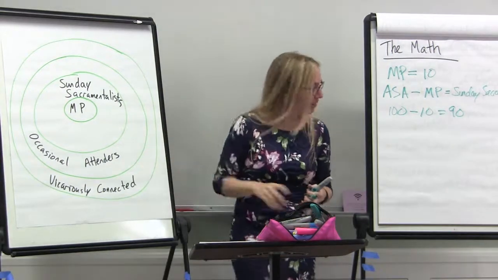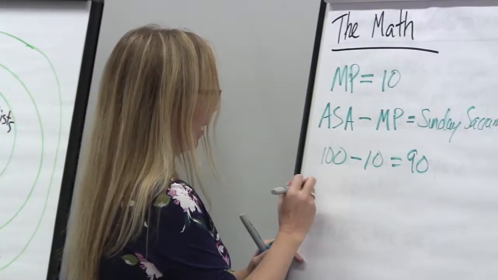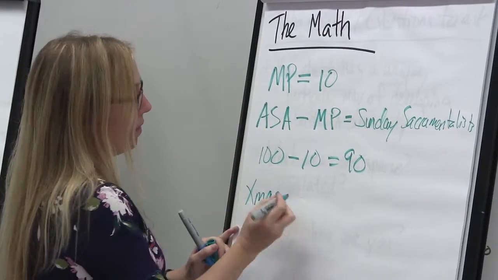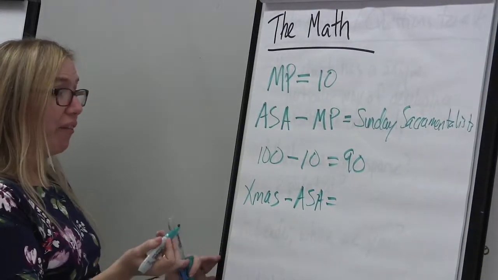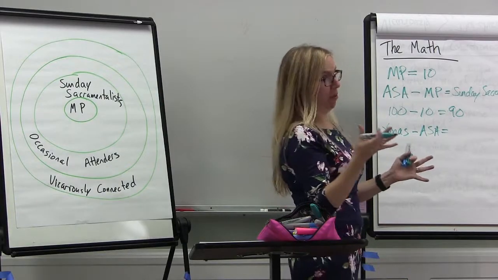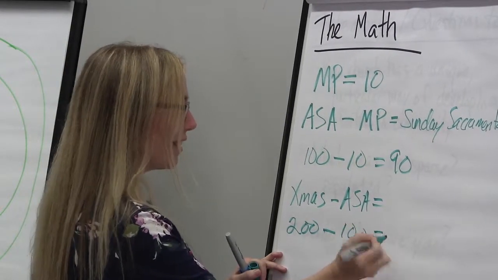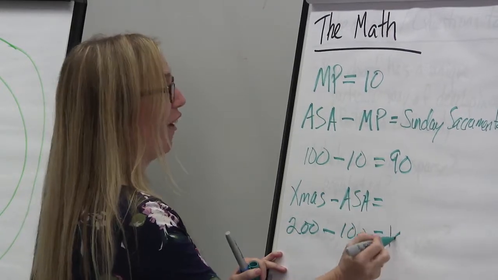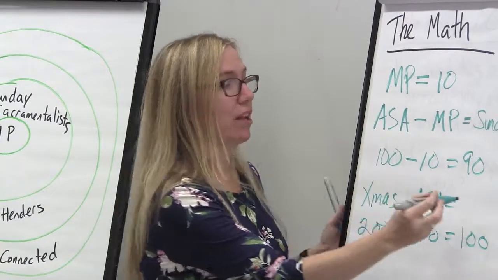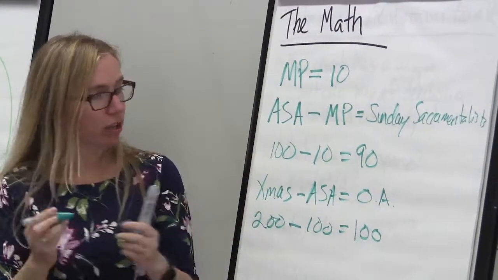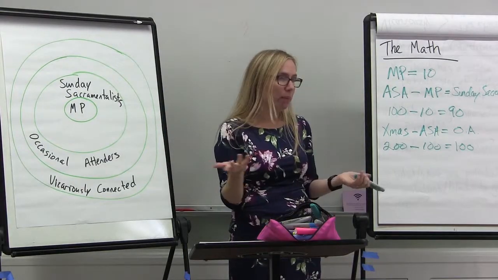So for occasional attenders, you can take either your Christmas or your Easter attendance. So let's say you take Christmas minus the average Sunday attendance. So say you have 200 people on Christmas. Then you can estimate you've got somewhere in the area of 100 occasional attenders.